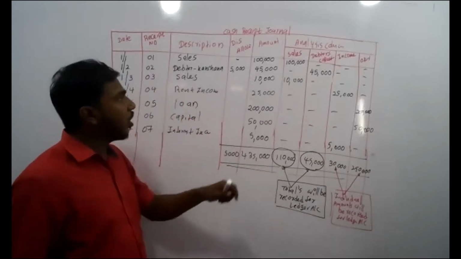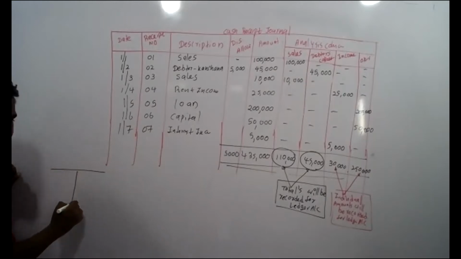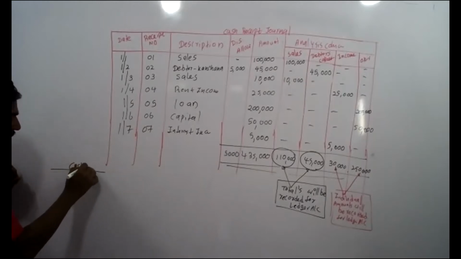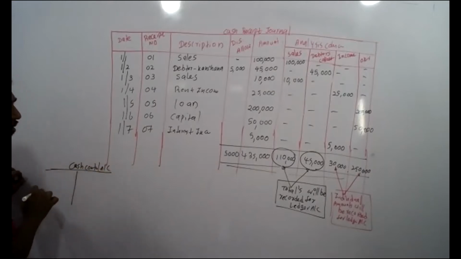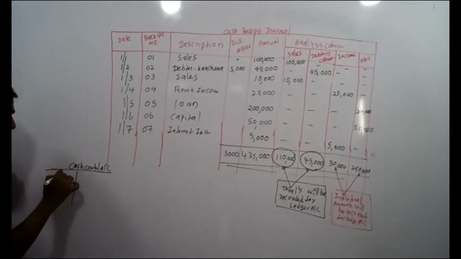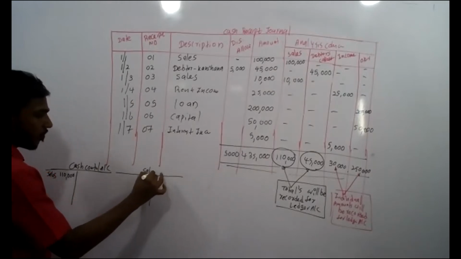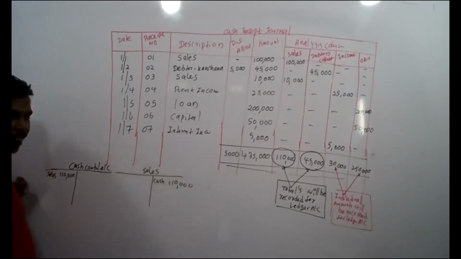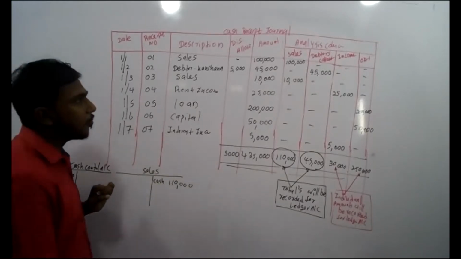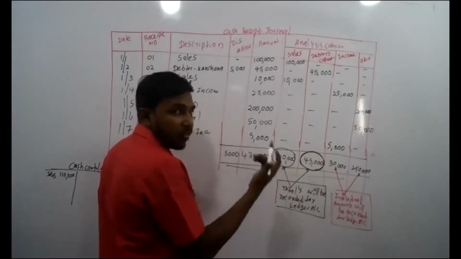So we'll take the totals now. What's the double entry for cash sales? You all know what's the double entry for this? Cash account. That means we say this is the cash control account. Cash control account should be debited how much? 110,000. Then sales should be credited 110,000. Clear? Then debtors' collection. You have received 45,000 from debtors.